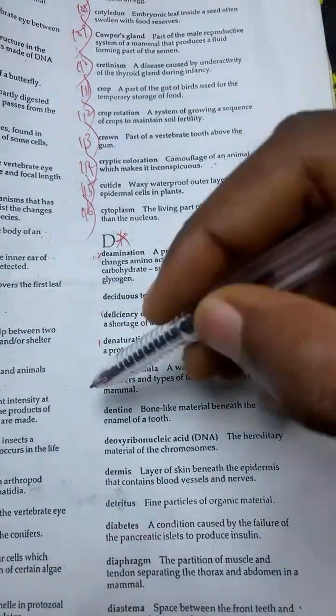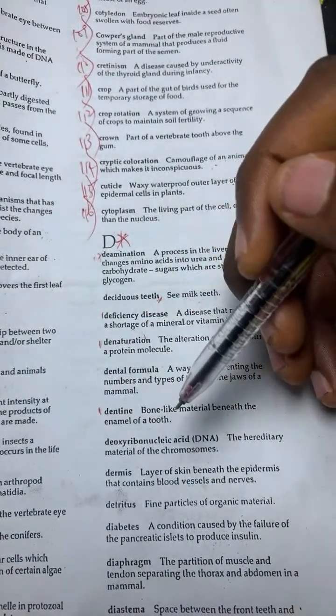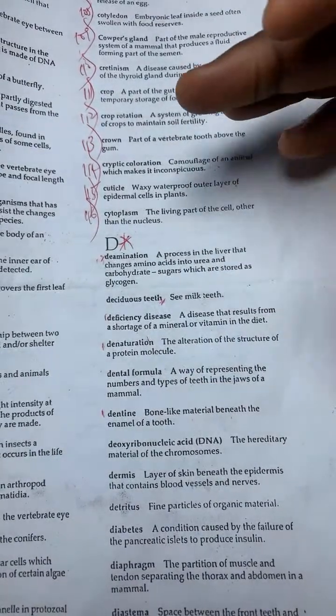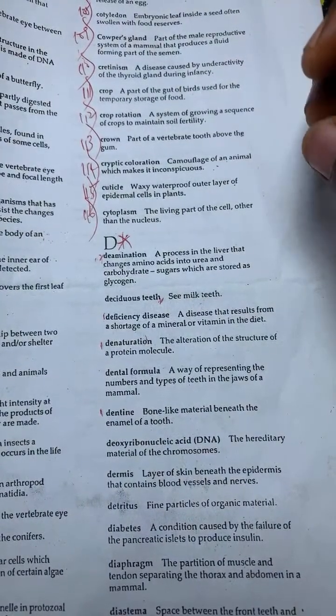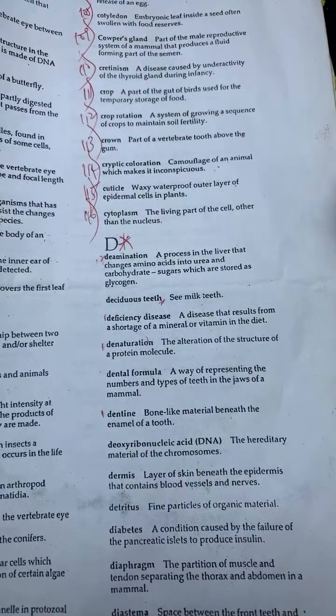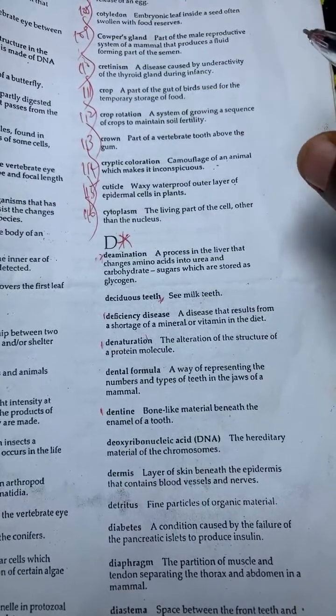Now, if we come to dentine, which is another concept, we say that dentine is a bone-like material beneath the enamel of a tooth. Enamel is more like the strongest form of a tooth structure. It is the hardest part of a tooth.